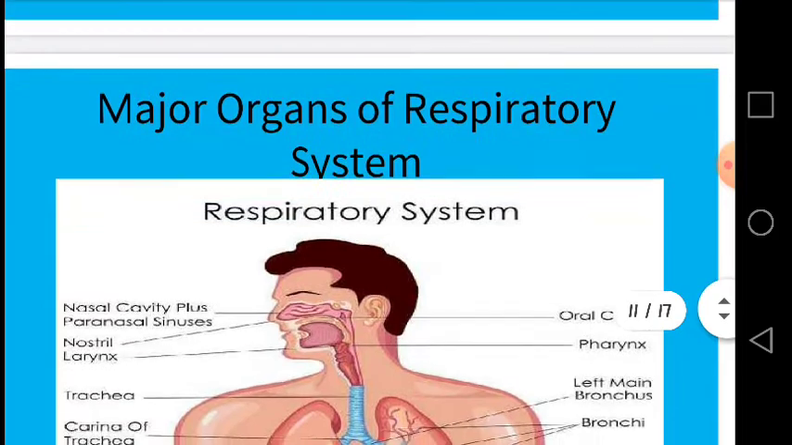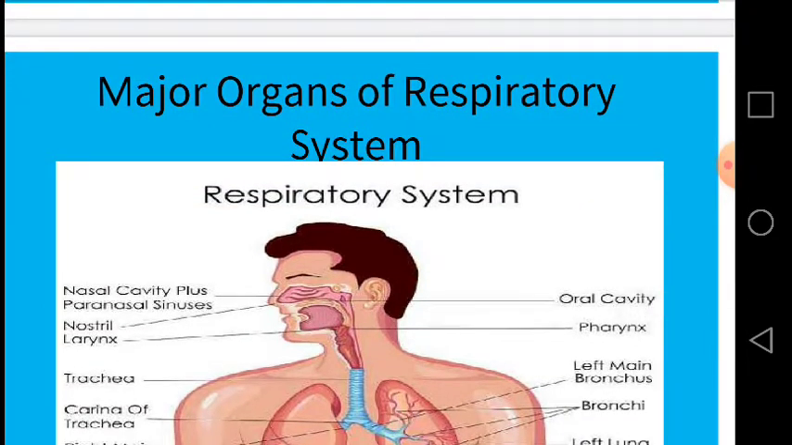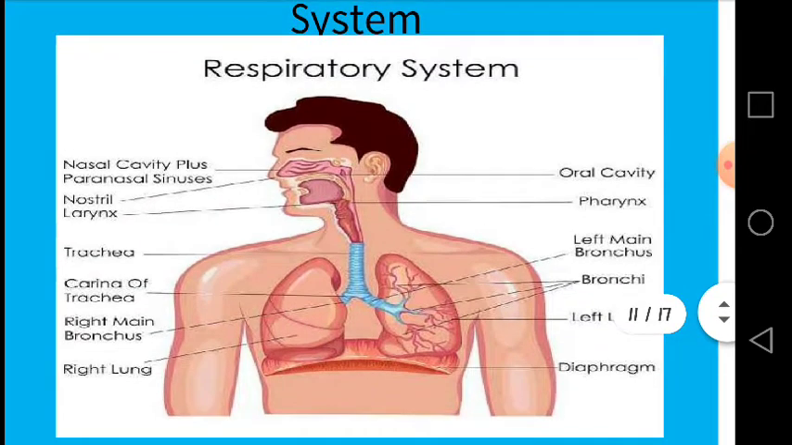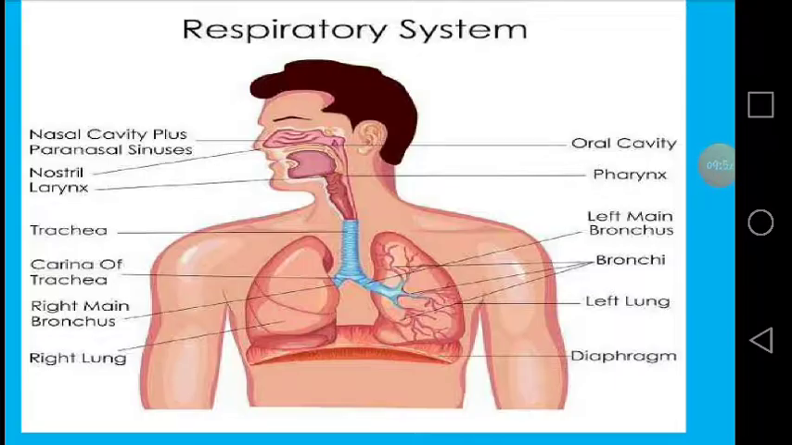Dear students, after discussing the types of respiration, now we are moving towards the respiratory system of man. Organs in the body concerned with breathing are usually called the respiratory system. In the structure of the respiratory system, as shown in this diagram, the lungs are contained within the chest or thorax and separated from the organs of the abdomen by a sheet of muscle called the diaphragm.